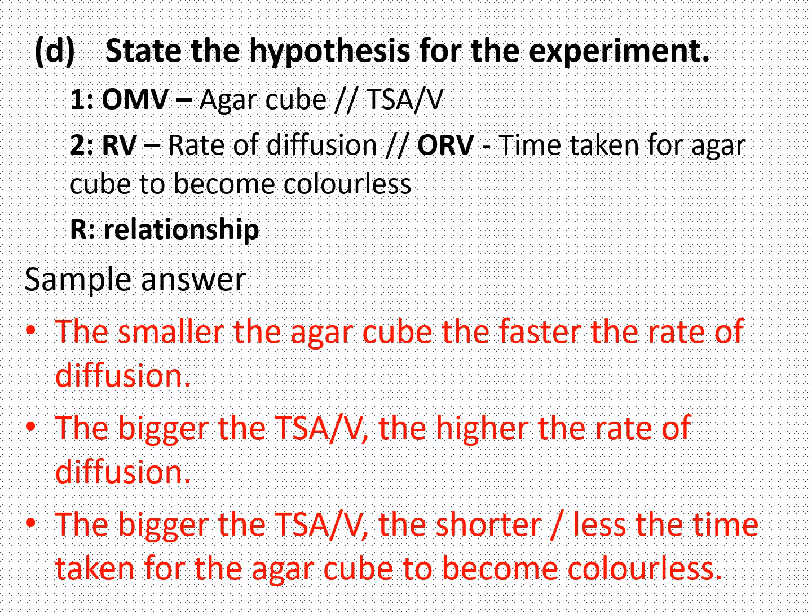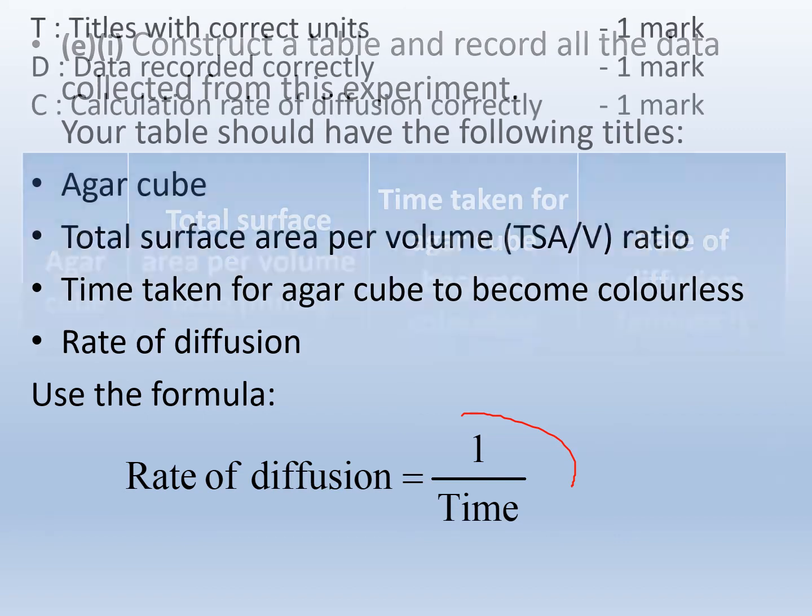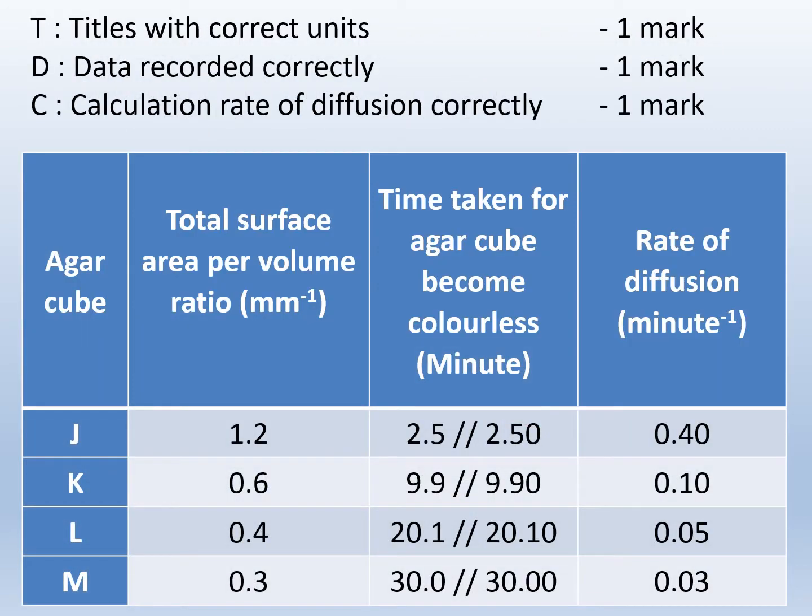Okay, next. Construct a table and record all the data collected from this experiment. Your table should have the following titles: agar cube, total surface area per volume ratio, time taken for agar cube to become colorless, and also rate of diffusion. This is the formula given here, the rate of diffusion. Okay, this is the answer.